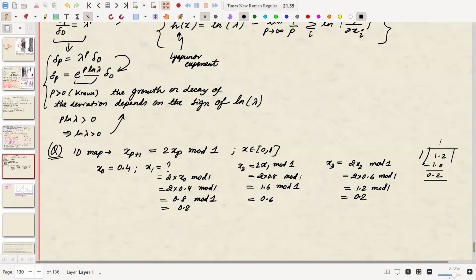Modulo is not for periodicity, I would say. Keep in mind that modulo is just trying to keep your x values inside 0 and 1 only.